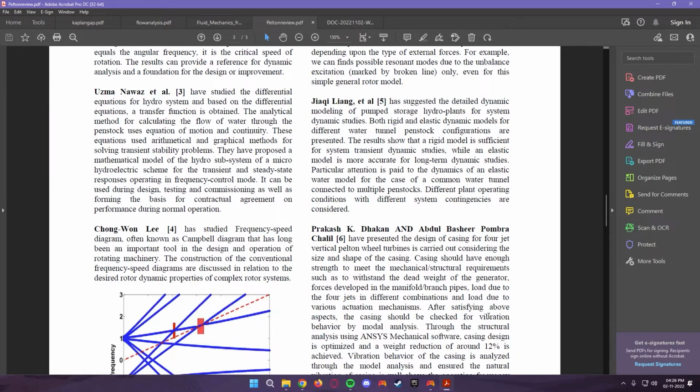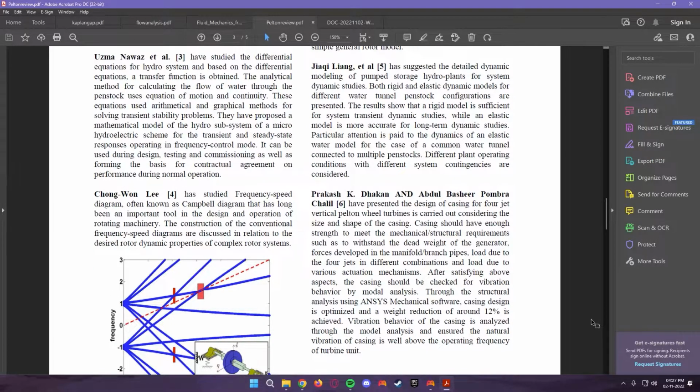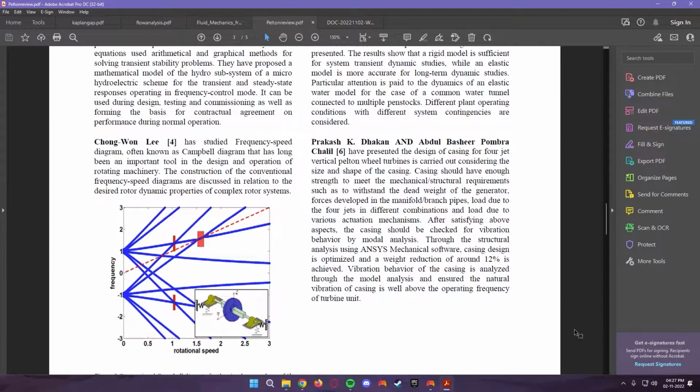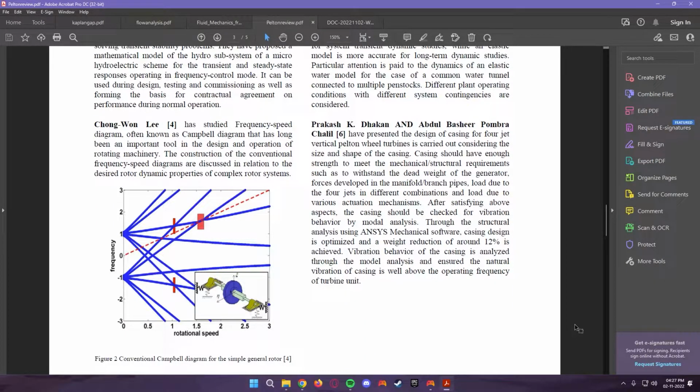Ujman Nawaz, next one, has studied the differential equation of a hydro system and, based on the differential method, calculated the flow and water hammer through the penstock, using the equation of motion and, for solving these equations, a graphical method and similarly established problems. Next one, Chongwon has studied the frequency speed diagram, often called the Campbell diagram, for rotating machinery.